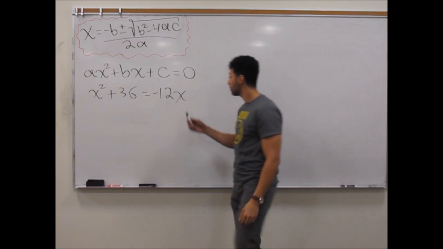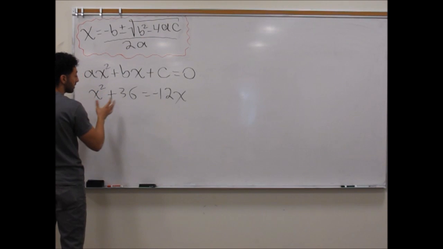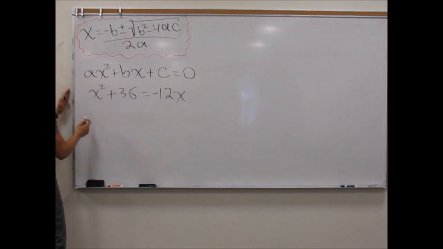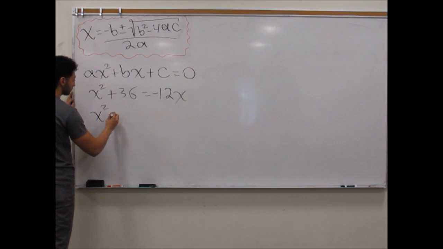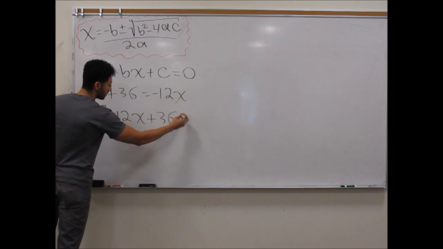Alright, I'll do it. So you want to get it in standard form to get 0 on one side, so I'll move the 12x rather than all this stuff because I want a positive coefficient. So I get x squared plus 12x plus 36 equals 0.